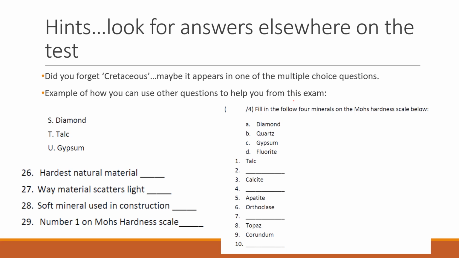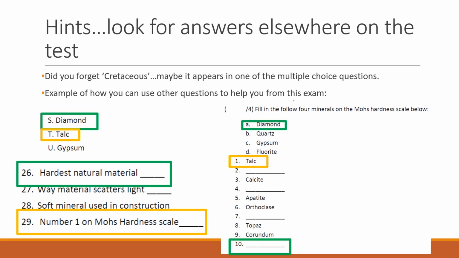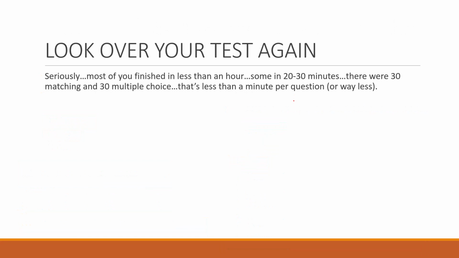So look over the exam to see if there's other things. And there are definitely still ways that you can work things out on just the multiple choice and the matching. So basically, I told you talc was number one on the Mohs hardness scale if you had both pieces of the exam at the same time. By process of elimination, you should have been able to figure out the hardest mineral; diamond's one of the options. Diamond should probably go there because you hopefully could remember gypsum was not hard. Look over your test again.